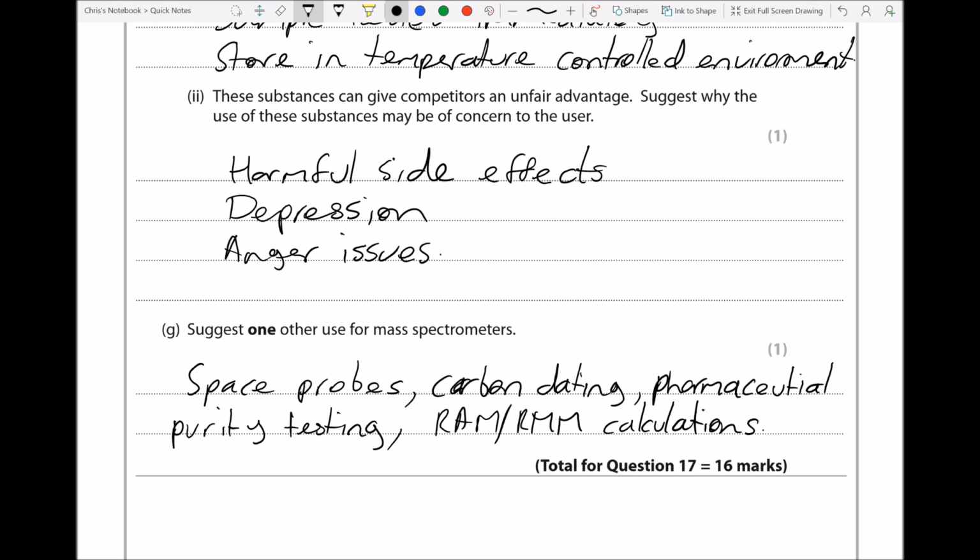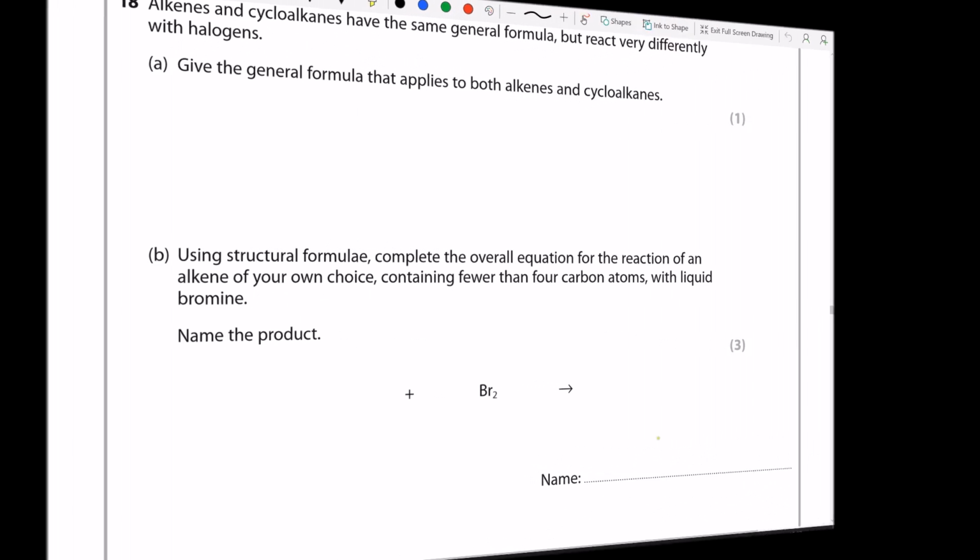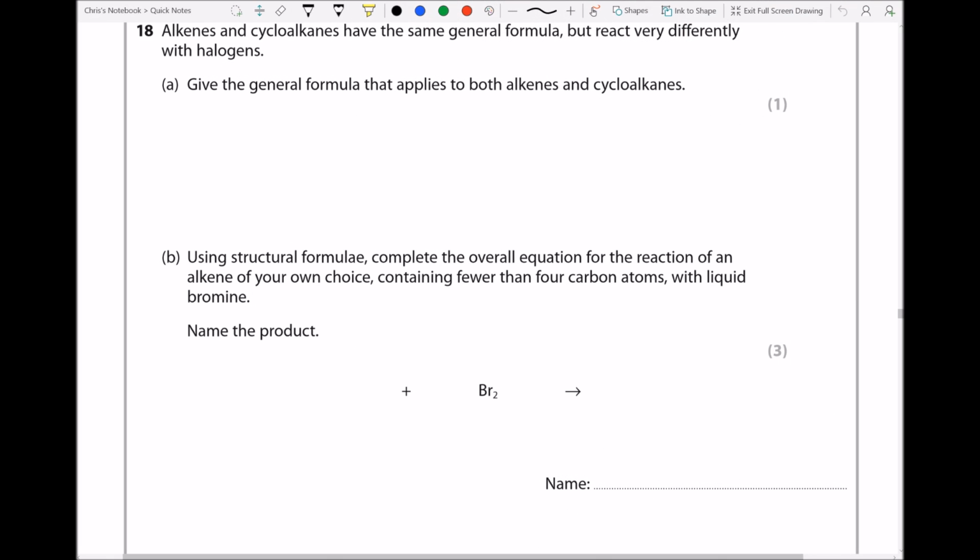So right, we need to go on to question 18. Okay, so this is question 18. This is about organic chemistry. It says alkenes and cycloalkanes have the same general formula, but they react very differently with halogens. Give the general formula that applies to both alkenes and cycloalkanes. Right, so you just have to remember this formula.